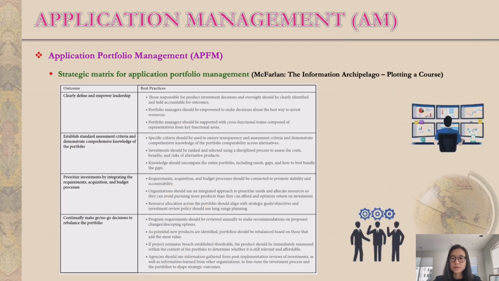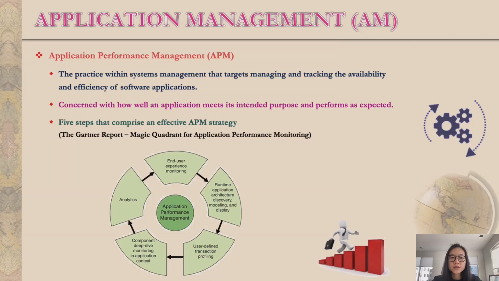This table here on the slide lists some best practices for application portfolio management recommended in the report given by the U.S. Government Accountability Office. Next, we're going to introduce application performance management. Application performance management is the practice within systems management that targets managing and tracking the availability and efficiency of software applications. Application performance management involves translating IT metrics into business terminology.